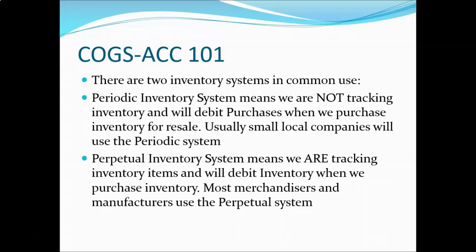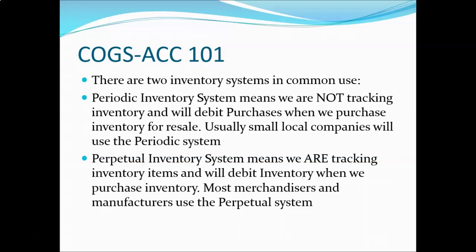Perpetual inventory system means we are tracking the inventory item. So every time we purchase inventory, we're going to debit inventory. And when we sell inventory, we have to figure out how much that inventory that just sold cost, and we're going to credit inventory. Okay, so as inventory comes in and out of the store, we're going to debit and credit inventory.